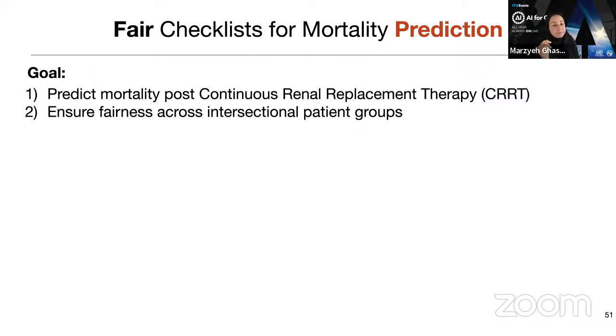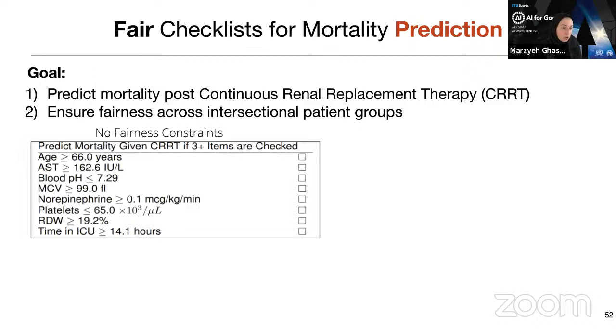in the hospital setting. However, it's very important that we ensure fairness across intersectional patient groups here, because you could imagine if we had a much higher false positive rate, we would just say, oh, don't give it to any Black patients. They'll all die after you try to treat them. It's not what we want. We trained our first checklist with no fairness constraints.